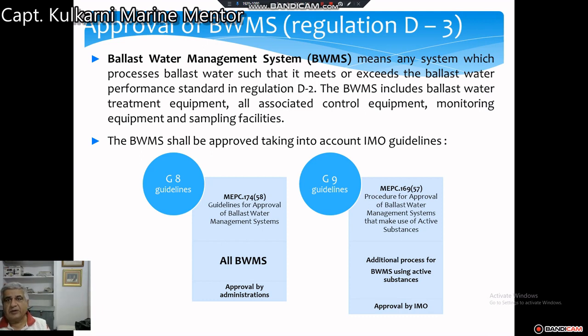Approval of ballast water management system. These are the guidelines on how the flag states, or even the classification society, will approve it. For that, the guidelines are given in G8, and G9 covers active substances, how to use active substances. Somebody has to go through it, as it is mentioned in the guideline book for ballast water management.